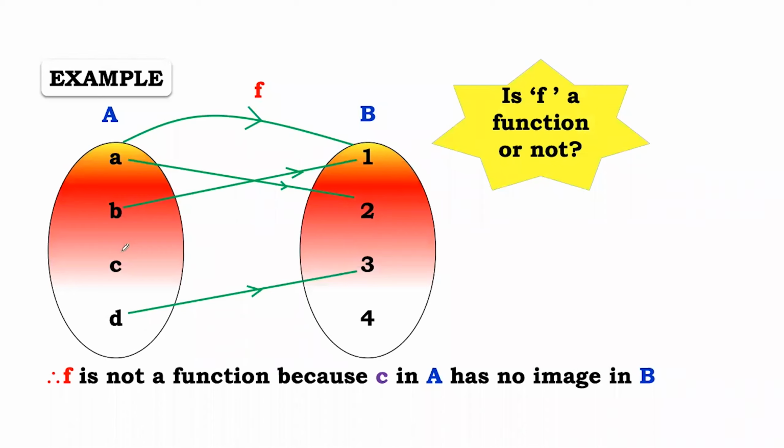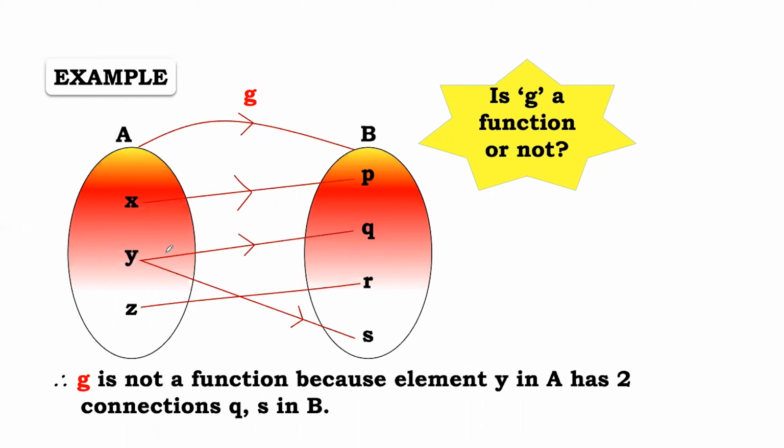Is f a function or not? See, there is an element C in this that does not take part in any association, so this is not a function. Each and every element of set A must take part in the association, then only this will be a function. So this is the perfect example of something that must not be a function. Why? Because C has no image in B, right? There are only two cases when this will not be a function.